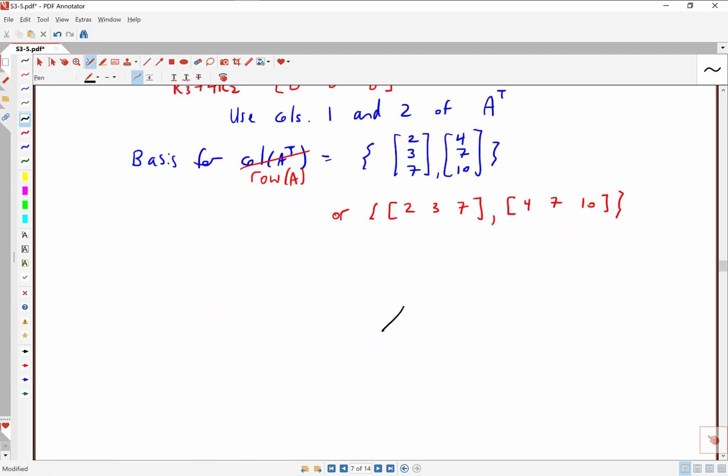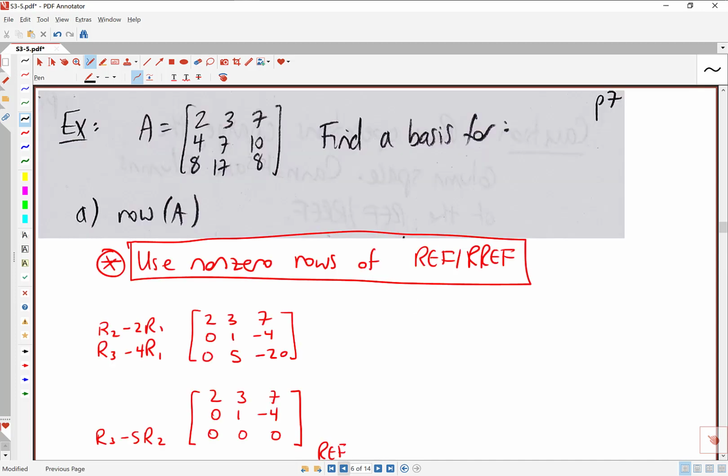So if you were to draw a picture of the row space of A, it would be a plane through the origin. It would have direction vectors (2, 3, 7) and (4, 7, 10). So let's just say that's something like this. And we're describing this plane through the origin. So that's our row space of A. What's important here is that this is exactly the same plane that we drew in part A.